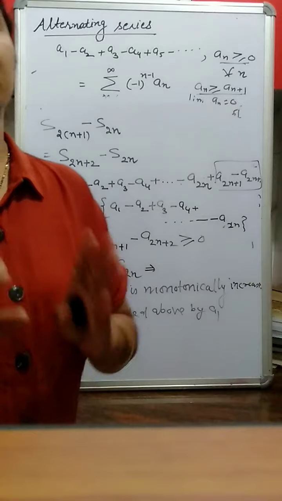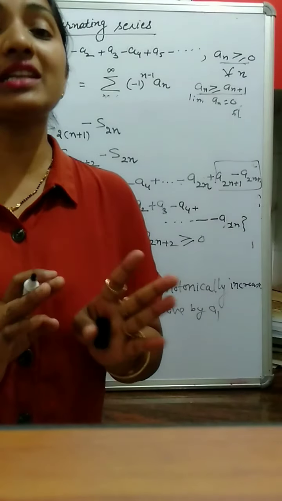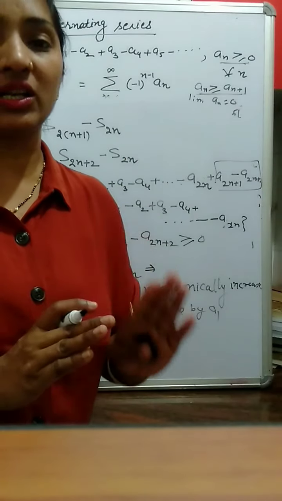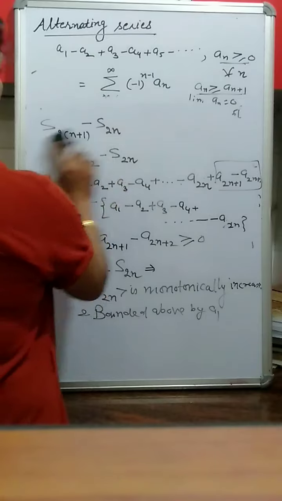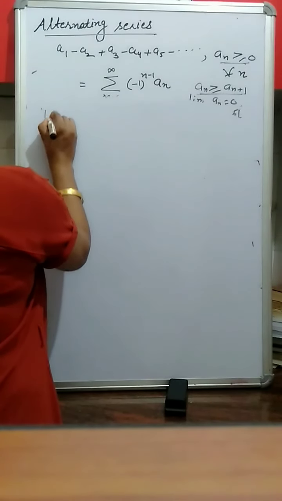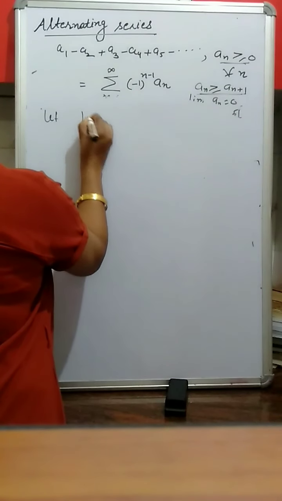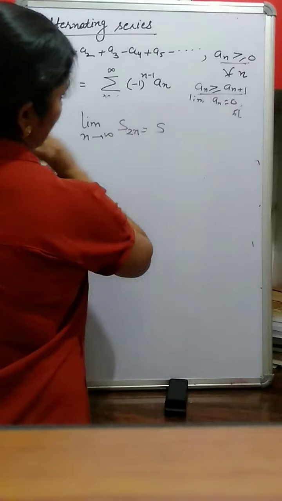Clearly, if we take a sequence of partial sums having the sum of even terms only, then this will converge to some number, say S. So let us take limit as n approaches infinity, S_{2n} is S. Let the limit as n approaches infinity of S_{2n} be S, suppose.